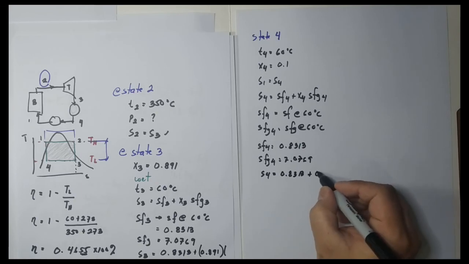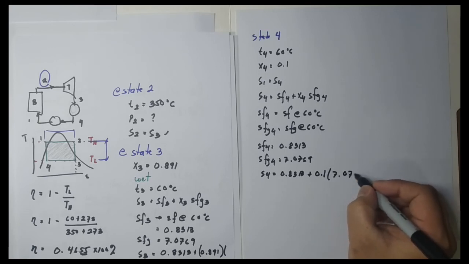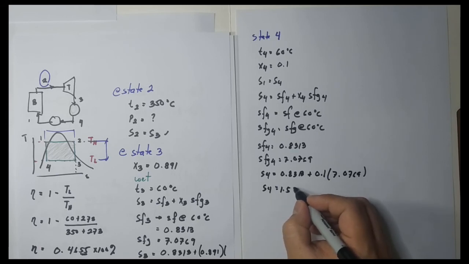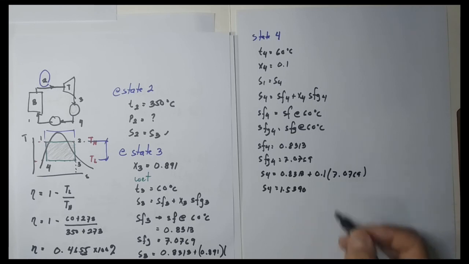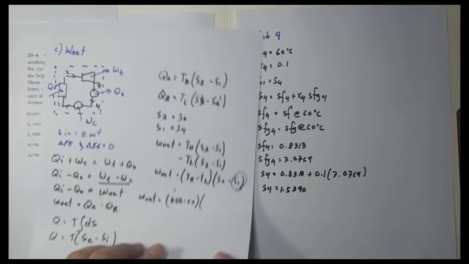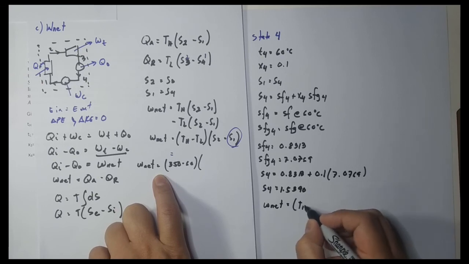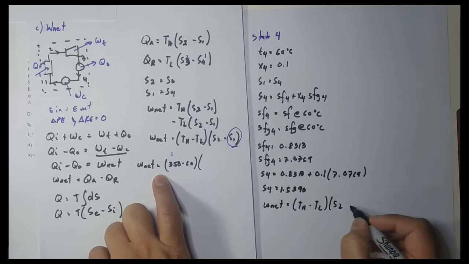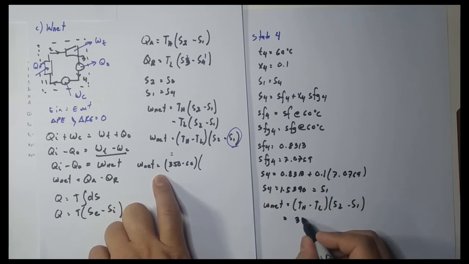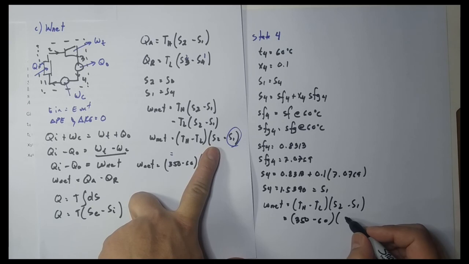So, masosolve na natin yung S4, that is 0.8313 plus 0.1. Ito yung pagkakaiba kanina sa S3. Then, 7.0769. So, meron kang S4 na 1.5390. Kapag meron kang S4, ito na yon. So, work net, TH minus T low, S2 minus S1. Take note, this is S1. So, meron kang 350 minus 60.